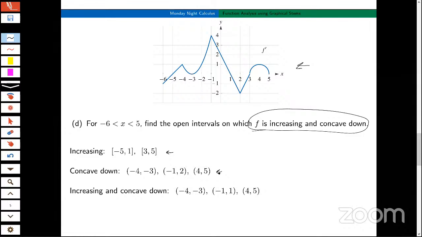And now all we really have to do is take a look at the intersection of these intervals, of these sets. And if I've done everything correctly, I've got -4 to -3, -1 to 1, I think that's right, and 4 to 5. Yep. So that would be where f prime is positive and f prime is decreasing. Beautiful. Nice question. Very common, very logical, and at least in my mind, for my students, a very step-by-step procedural sort of problem.